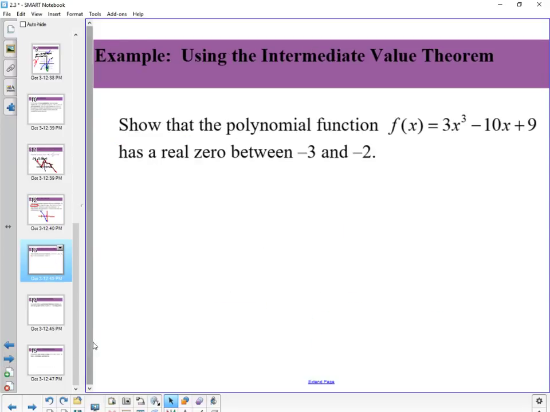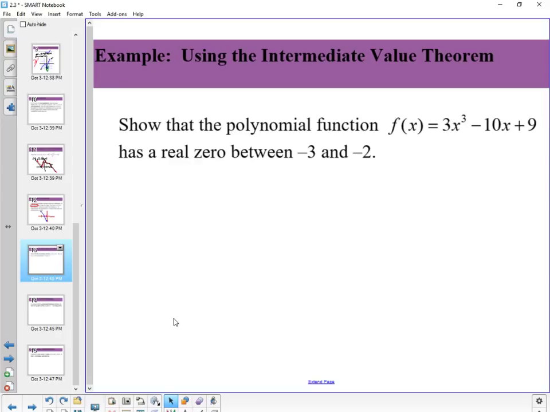So, here's a question. Show that the polynomial has real zeros between -3 and -2. Is this a trick question? No, it's just responding to that, to show. Show me mathematically. When they say show, they're saying show me mathematically. Well, why can't we just say, when you see that 3 there, you see that it's positive, but wait a minute, they're both negative.